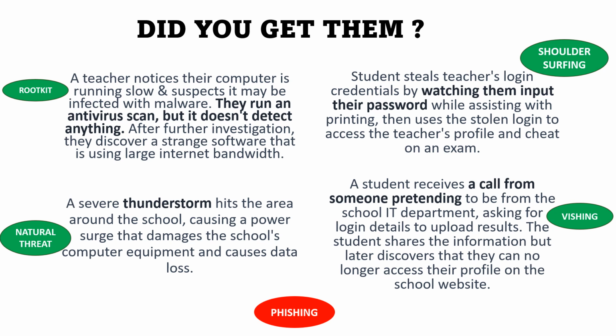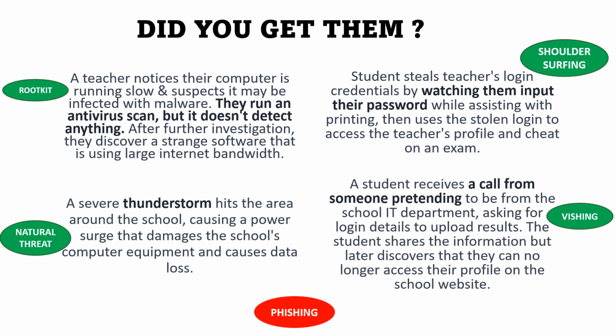A severe thunderstorm hits the area around the school, causing a power surge that damages the school computer equipment and causes data loss. This is an example of a natural threat, as a thunderstorm cannot be controlled and it happens by chance.